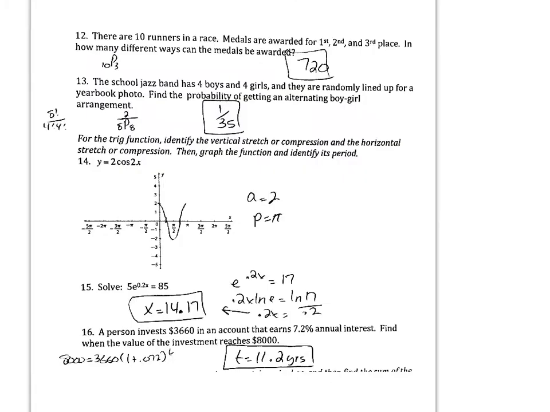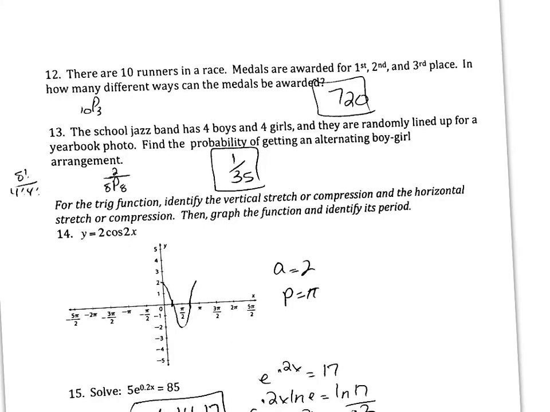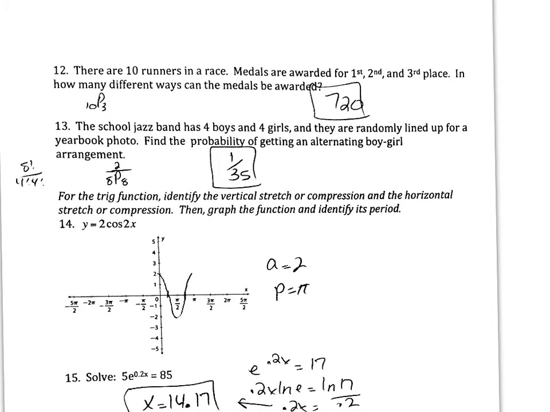Number 12. Okay, this goes to what we did today, and so was that one. But there are 10 runners in a race. Medals awarded for first, second, and third place. How many different ways can the medals be awarded? That's just a 10P3. There are 10 people altogether. 3 of them are going to win an award. How many different ways can that happen?